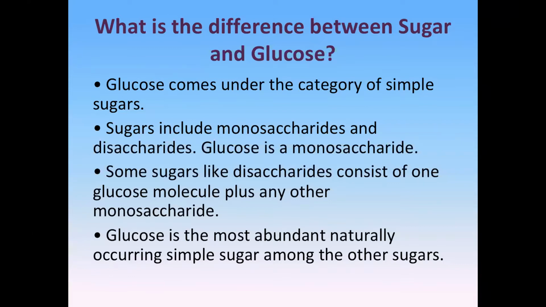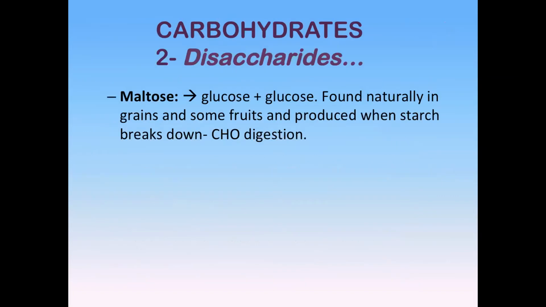So when we say sugars, we're usually talking about simple sugars, which are the mono and di. Glucose is mono, while the table sugar that we use is a disaccharide. So some sugars, like disaccharides, consist of one glucose molecule plus any other monosaccharide, and glucose is the most abundant naturally occurring simple sugar among the other sugars.